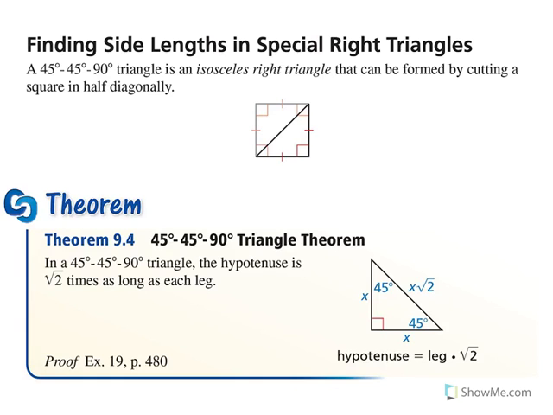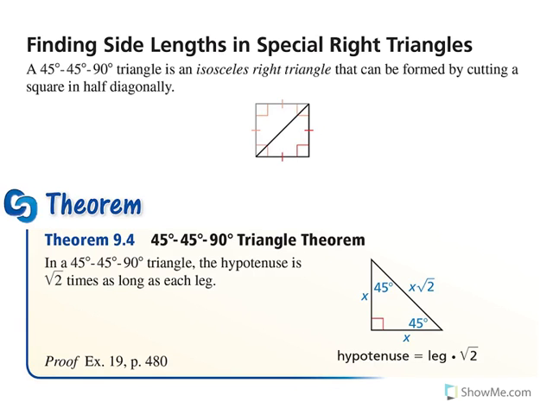Up here it just mentions that a 45, 45, 90 is just a triangle that's formed when we cut a square in half by its diagonal. And so when we look at a 45, 45, 90 triangle, its side lengths have certain relationships. And this is based out of the Pythagorean theorem. It's how you can solve for it.